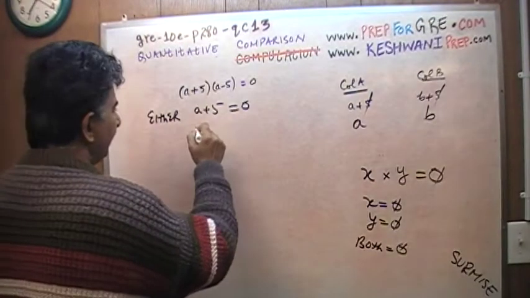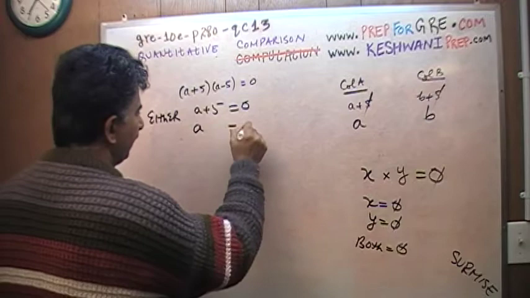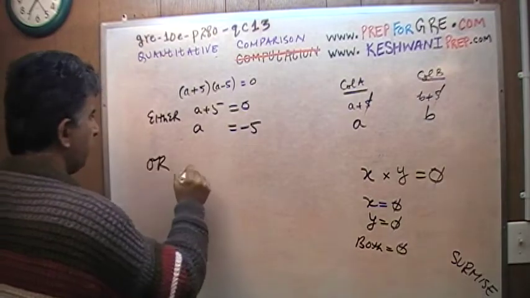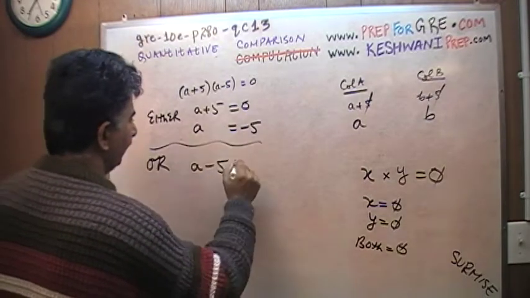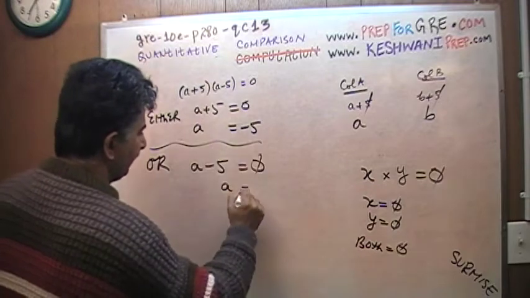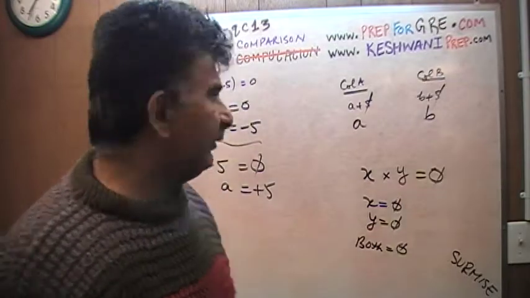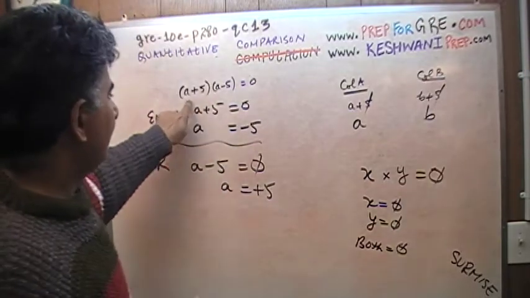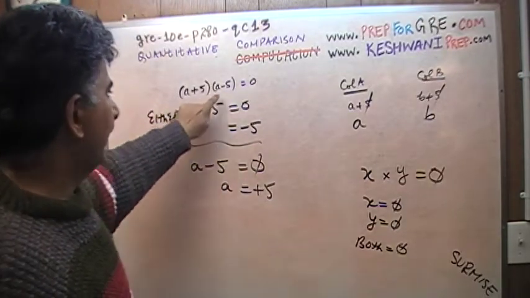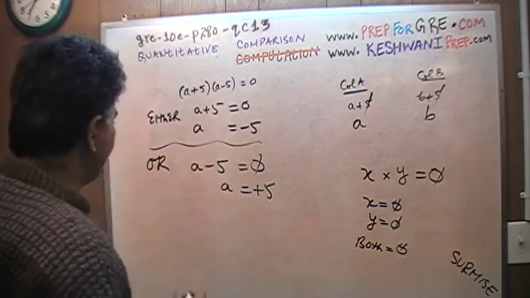Either a plus 5 is 0, in which case a would equal negative 5, or a minus 5 is 0, in which case a would be positive 5. And the same exact thing will apply with b, because it's the same scenario. Instead of a plus 5 and a minus 5, we have b plus 5 and b minus 5, which means the same thing applies.